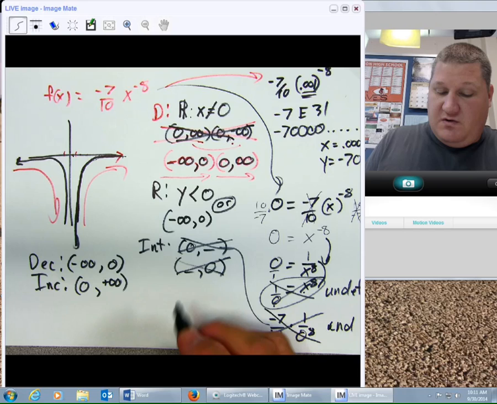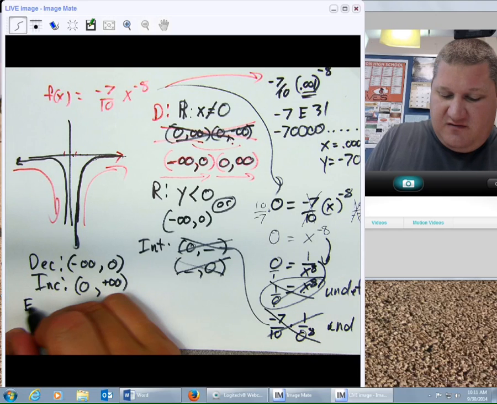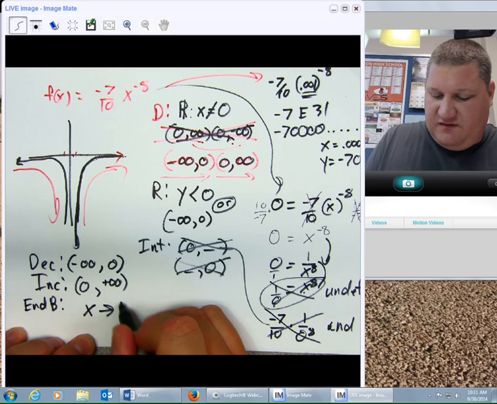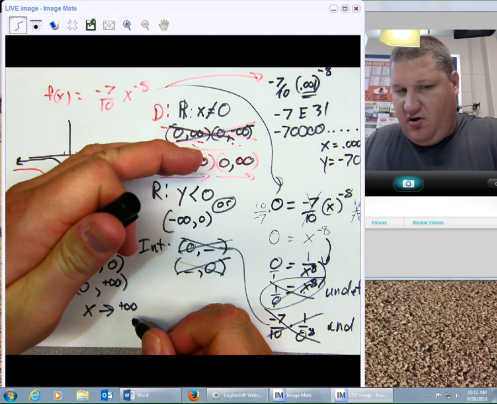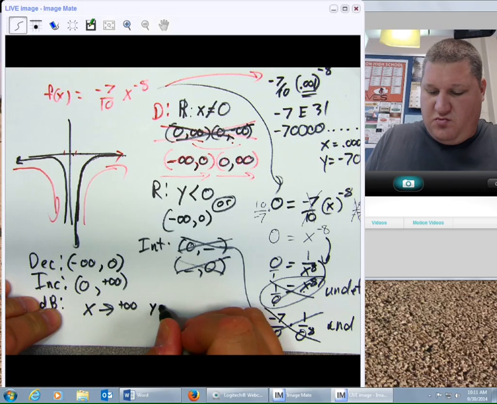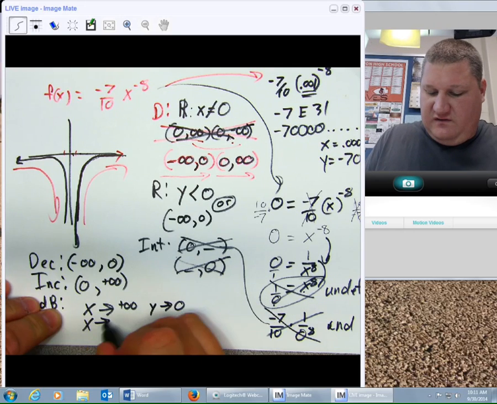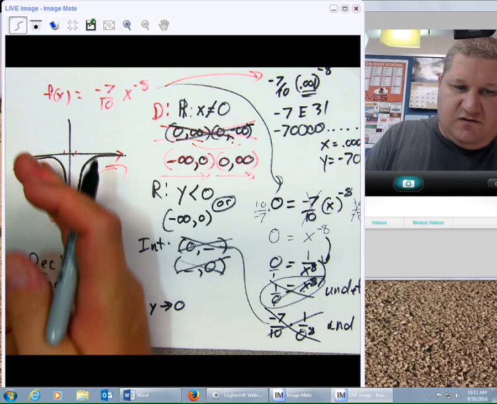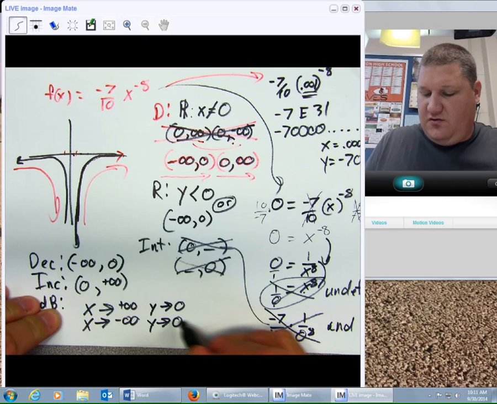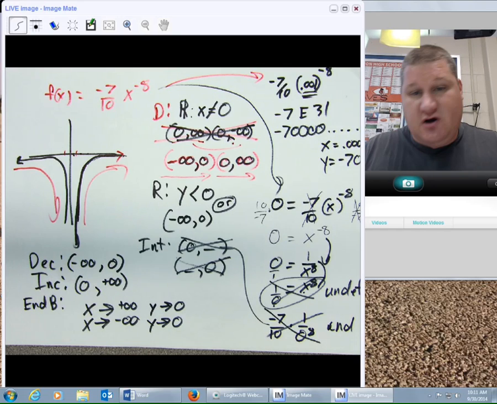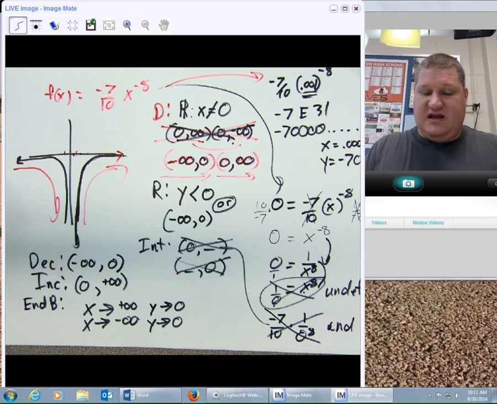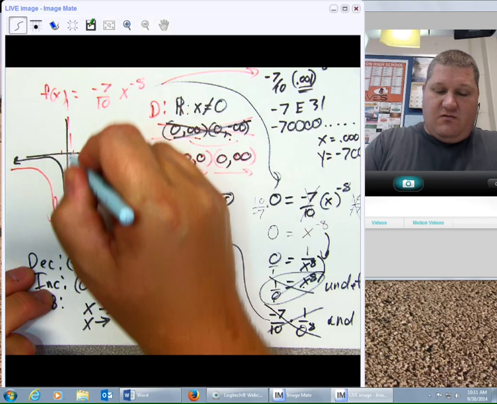So we have domain, range, intercepts, increasing, decreasing. We also need end behavior. So in end behavior, as x goes to positive infinity, right here, where does it seem to be going? It seems to be curving up toward 0. So y goes to 0. As x goes to negative infinity, y seems to go to 0. So we have our end behavior. So I believe, if I'm not mistaken, the only thing left to do is, is it continuous? And the answer is no, it is not continuous. It has a giant asymptote right down the middle. It has a giant asymptote right across.